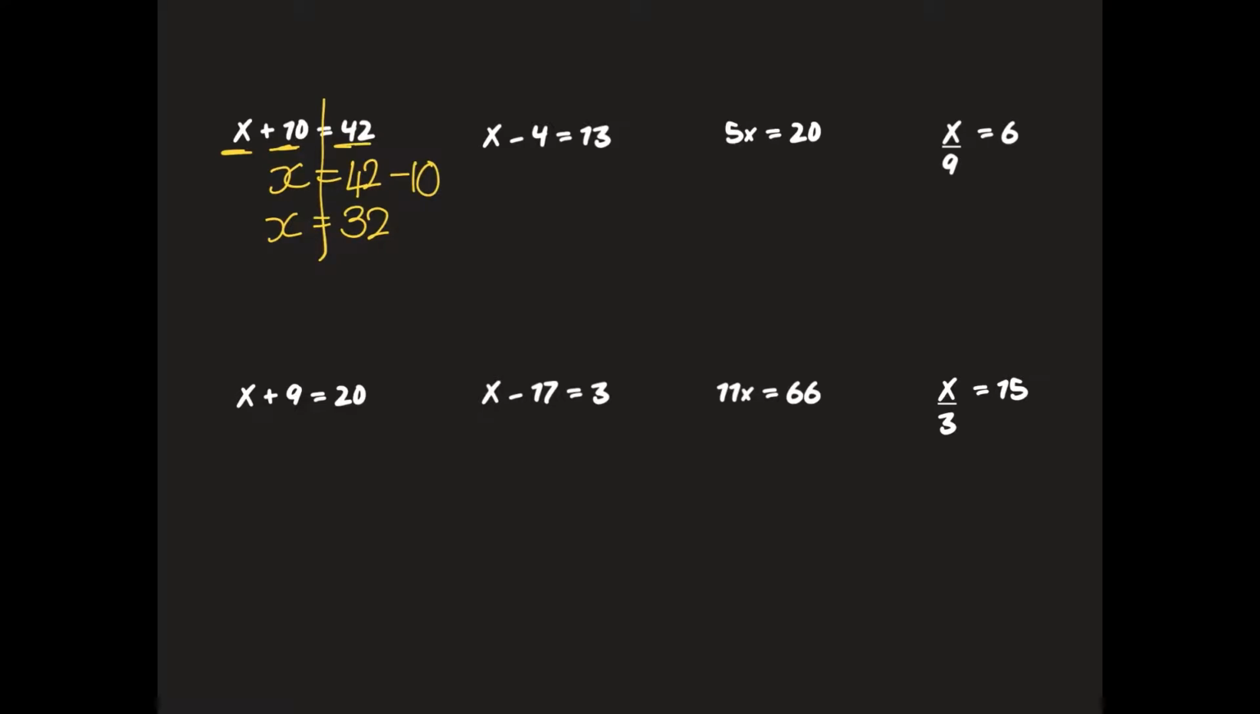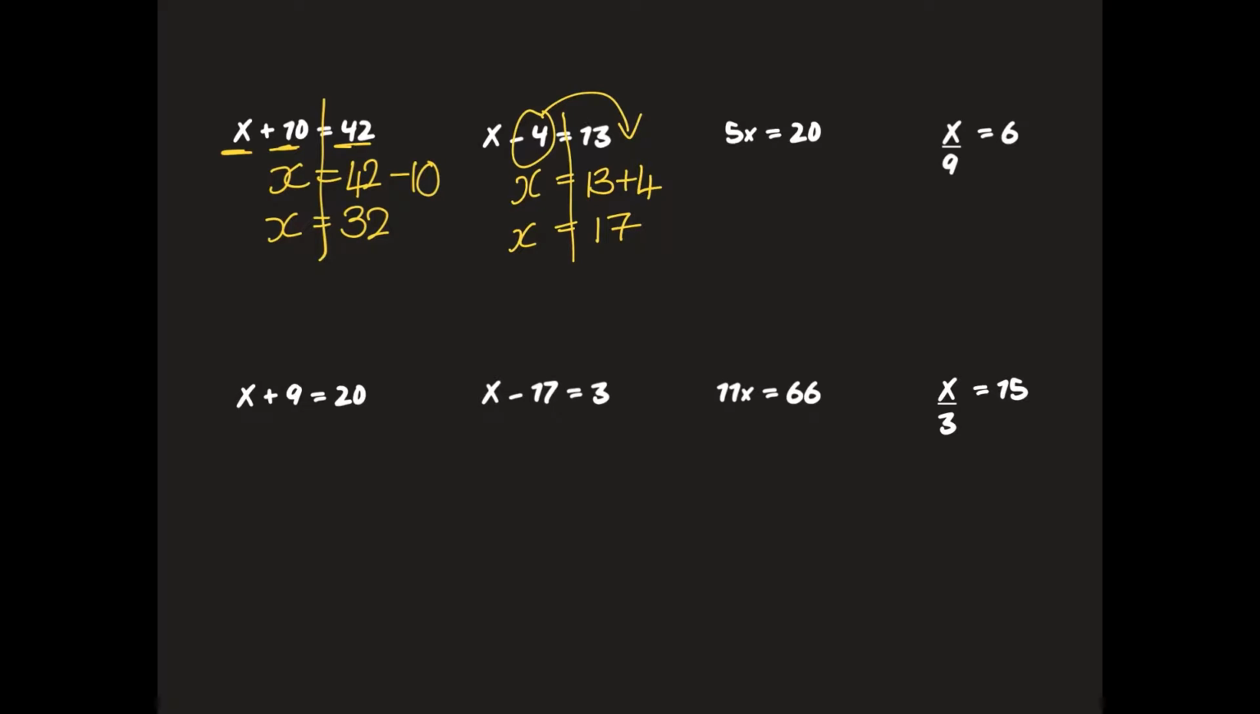On to the next one then. So we've got a minus 4. We're going to bring that across, and it's going to change its sign to become a plus 4. So x is equal to 13 plus 4. And 13 plus 4 is 17. And again, we can check that's right. So 17 take away 4. 17 take away 4 is 13, so we've got that correct.